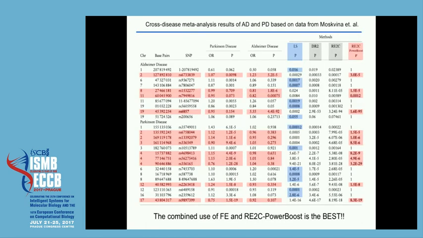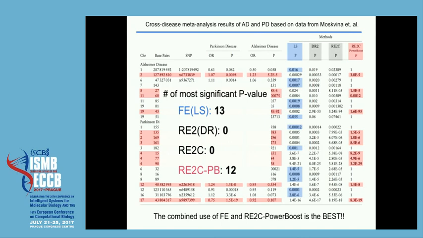In the real data analysis result, we first highlighted the best method, the most significant method, for each SNP, and we counted the number. In the result, RE was most significant on 13 SNPs out of 25, whereas R2C power boost was most significant in 12 SNPs out of 25. And it supports the combined use of the fixed effect model and the random effect power boost model. We also found 2 more interesting variants which were not identified by RE alone and became genome-wide significant after we applied the combined use of fixed effect, RE and R2C power boost.